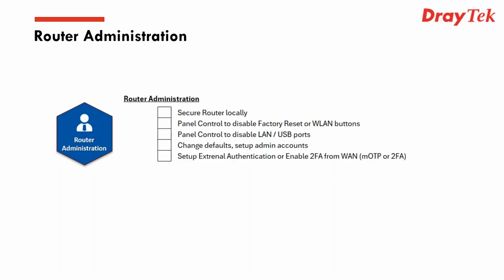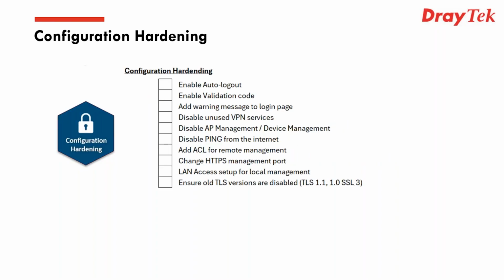So that's the kind of basic checklist for the router administration. The next part is the configuration hardening. With that, there's a few things that should be enabled. So autologger should be enabled. That isn't enabled by default. And also enable the validation code. That validation code prevents some brute force type attacks, because the person has to put in the validation code that appears on screen, like a captcha type of thing, where they have to type in the numbers they see on screen as well as the password.